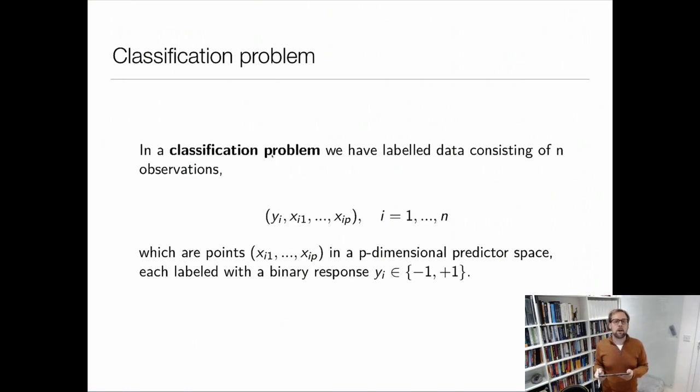So now we are going back to our classification problem. As previously, we have some predictors here, p predictors, and obviously we have our response variable y, where this response variable can have two labels now.